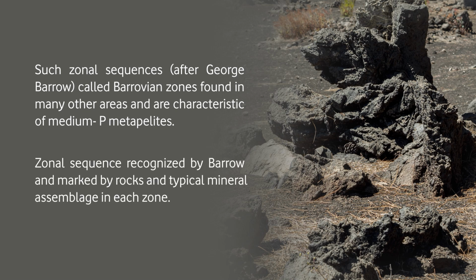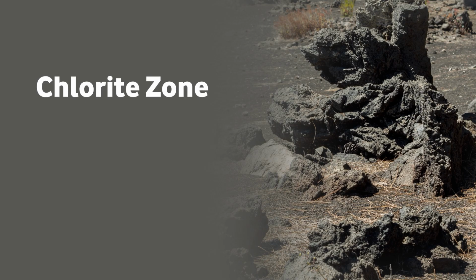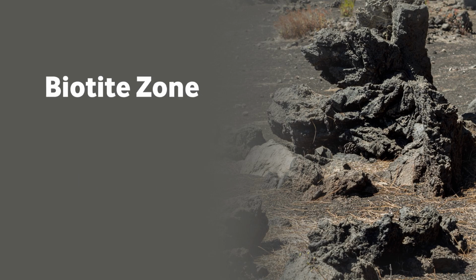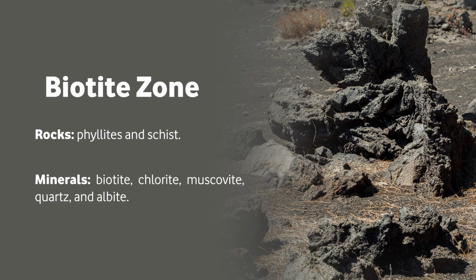Zonal sequence recognized by Barrow and marked by rocks and typical mineral assemblage in each zone. The chlorite zone: rocks are pelites, slates or phyllites. The mineral assemblage is chlorite, muscovite, quartz and albite. Next is the biotite zone: rocks are mostly phyllites and schist. Minerals are biotite, chlorite, muscovite, quartz and albite.